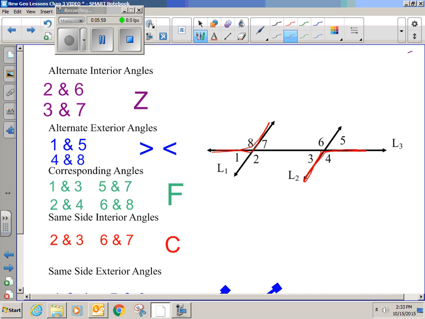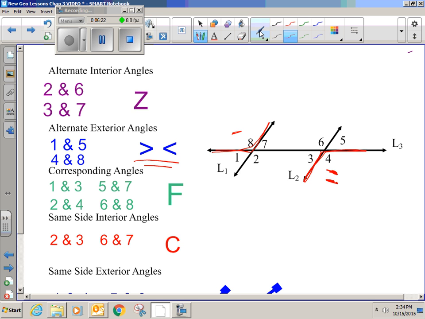Angles 4 and 8 are exterior because they are on the outsides of my parallel lines. Notice that they're on the outside of the parallel lines. And again, one is on the top of the transversal and the other one, number 4, is on the bottom of the transversal. So they're alternate exterior angles.